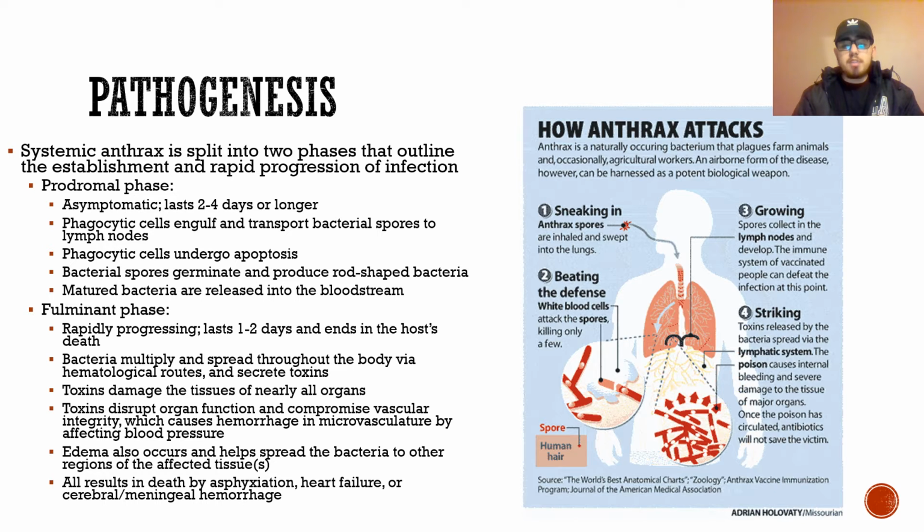And the toxins will actually damage the tissues of nearly all organs. Toxins also disrupt organ function as a result of damaging the tissues of the organ systems and compromise vascular integrity, which causes hemorrhage in microvasculature, which means basically arterioles, venules, small veins, small arteries, capillaries, capillary beds, by affecting blood pressure. Edema also occurs and helps spread the bacteria to other regions of the affected tissues. And edema is basically swelling that allows for the dissemination of the bacteria to other organ systems or other tissues.